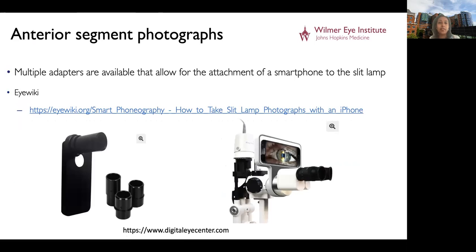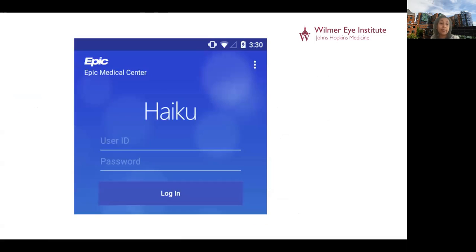So what is available today to use with your residents? In terms of anterior segment photography, there are multiple adapters that allow for the attachment of a smartphone to the slit lamp. These range from hundreds of dollars, like you can see in this one. There's an eyepiece here that you would insert; you would take out the ocular for the slit lamp and insert this. This costs several hundred dollars. There are fancier ones that cost thousands of dollars, shown on the right side here. EyeWiki has a summary of all the adapters that are available, and it does take practice. So I would recommend each resident have one so they can get used to taking the pictures.